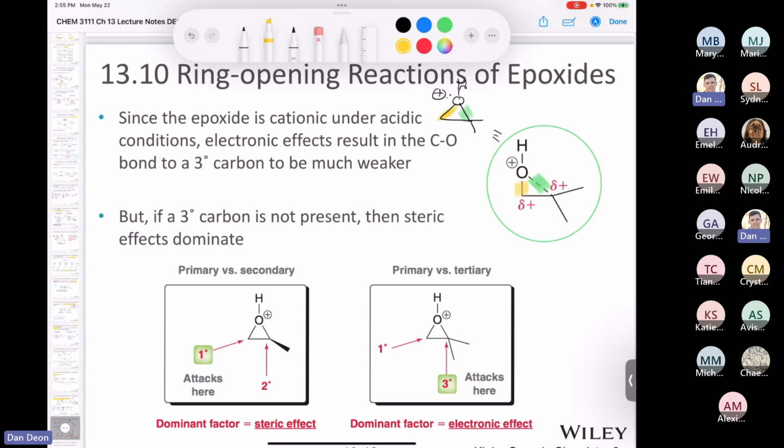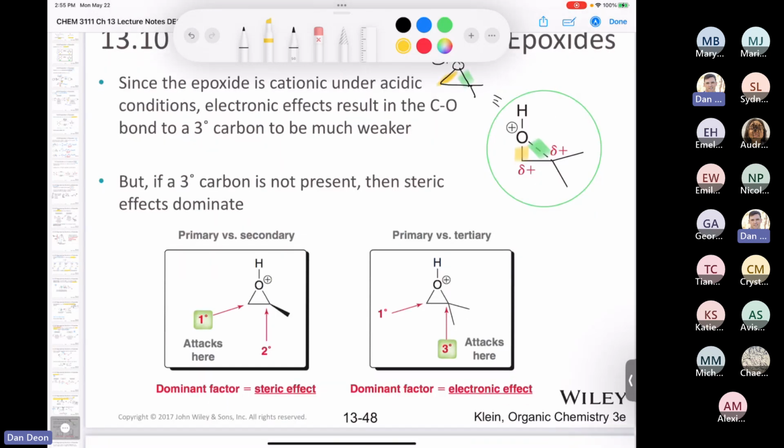Am I going to ask you to write an essay on that? No, that's not happening, but that is the rationale. So to rehash, when we have primary versus secondary, the dominant effect is going to be the steric effect. If you have primary versus tertiary, or secondary versus tertiary, in that case the dominant effect is going to be the electronic effect, and it's always going to go to the tertiary carbon. All right, give me a thumbs up if you'll remember that for me on your quiz.